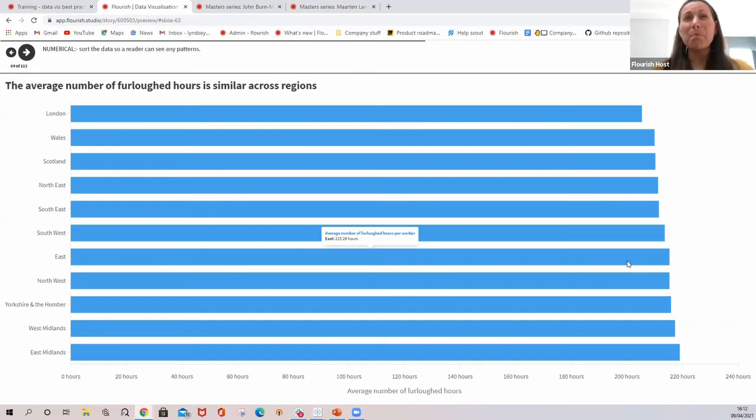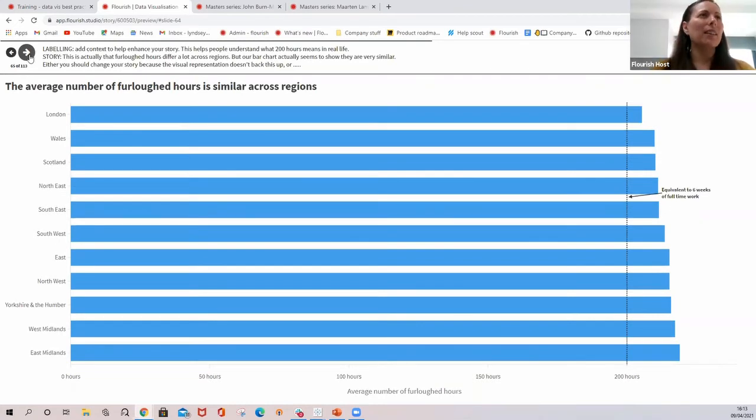And so just simple sorting is very effective, and you should definitely do that, because the sorting is the story. This is how you're telling people London has the lowest number of average furlough hours and East Midlands has the highest. If you don't sort it, people can't see that and they have to look through it for themselves, which is time consuming, and you're making it a lot of effort for them to understand your data, your story.